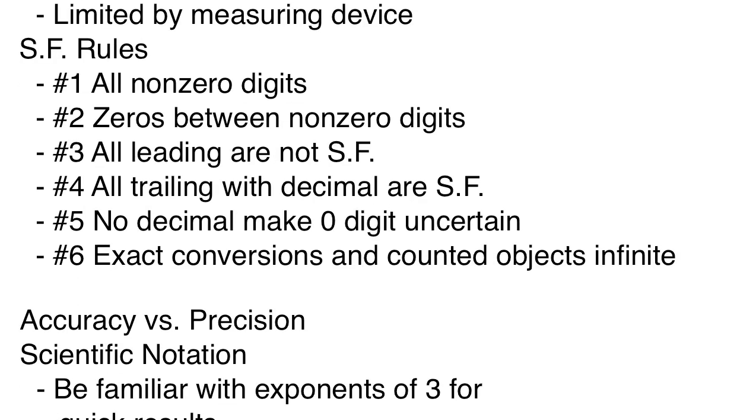If you do a conversion and you have an exact conversion sort of mixed up in your calculation, or it's sitting in there, you don't consider it when you're doing significant figures, because it would have an infinite number of significant figures, and you don't want to take your answer out to an infinite number of places.